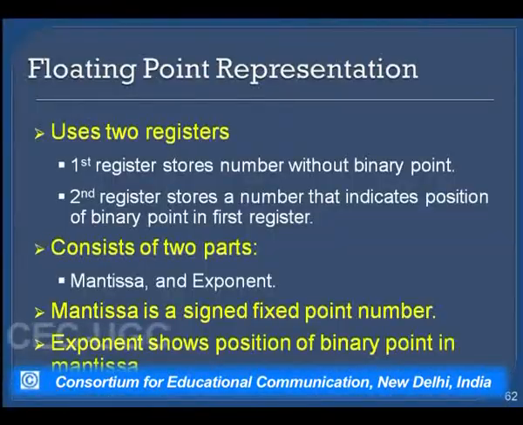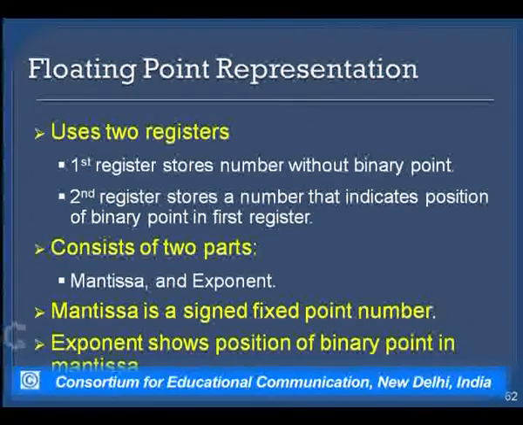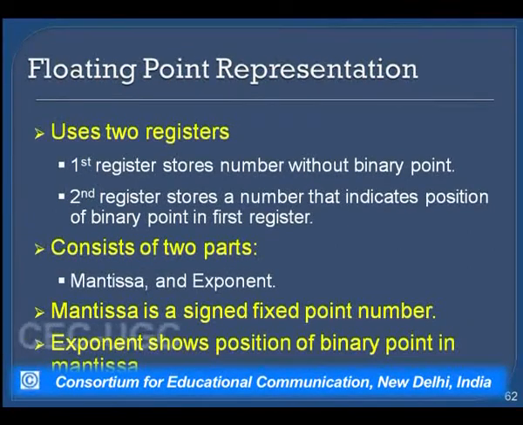Now, the second is the floating point representation. First was the fixed point representation, which is what we were talking about till now. This is the floating point representation. It uses two registers. Fixed point representation assumed that there is a fixed position for the binary point. Here, it stores the number without the binary point in the first register, and the second register stores the position of the point in the first register.